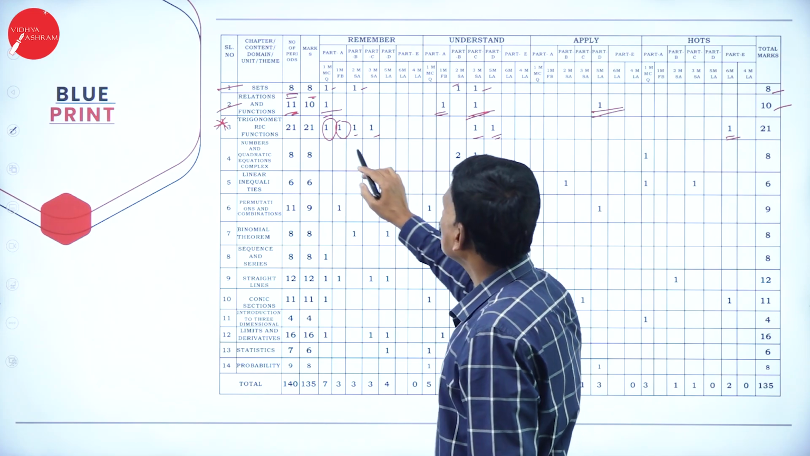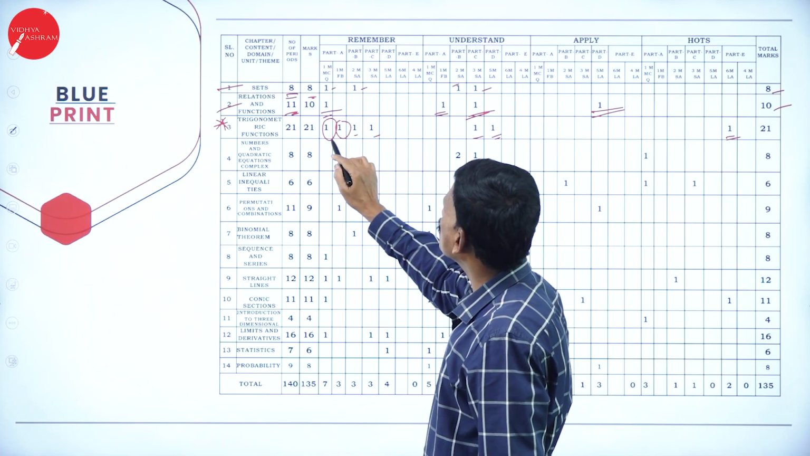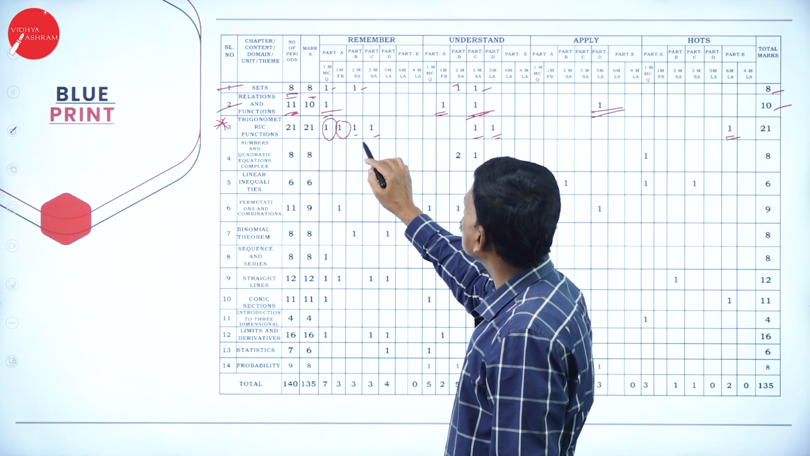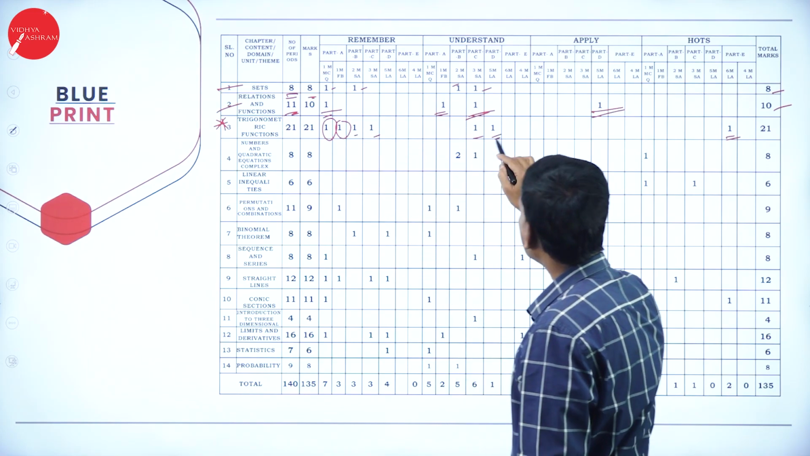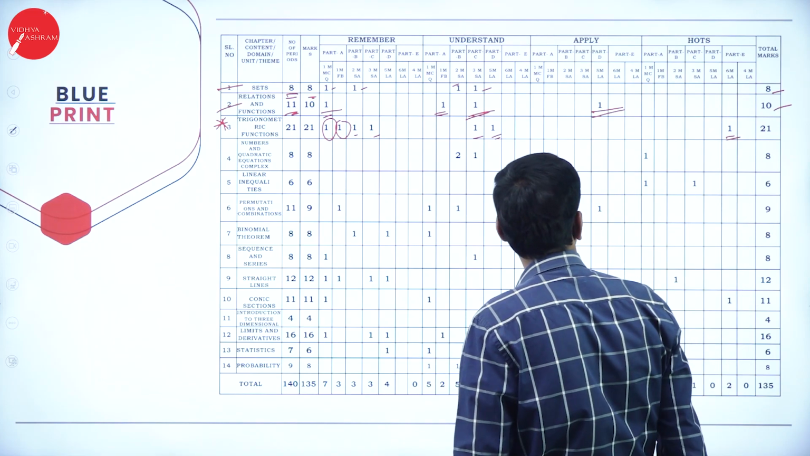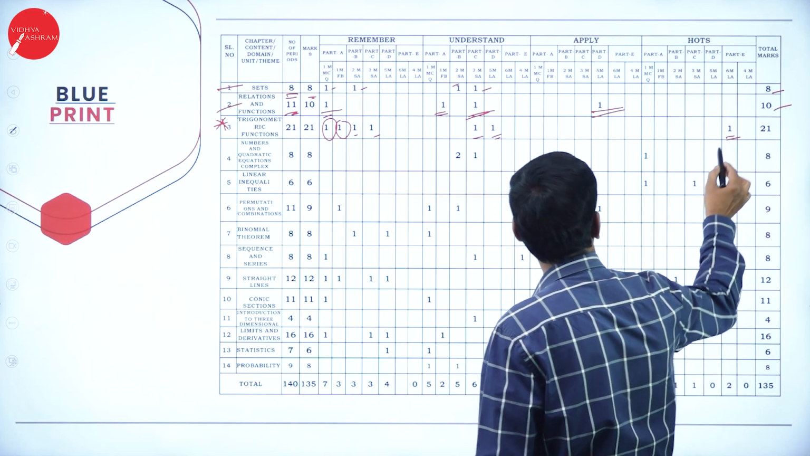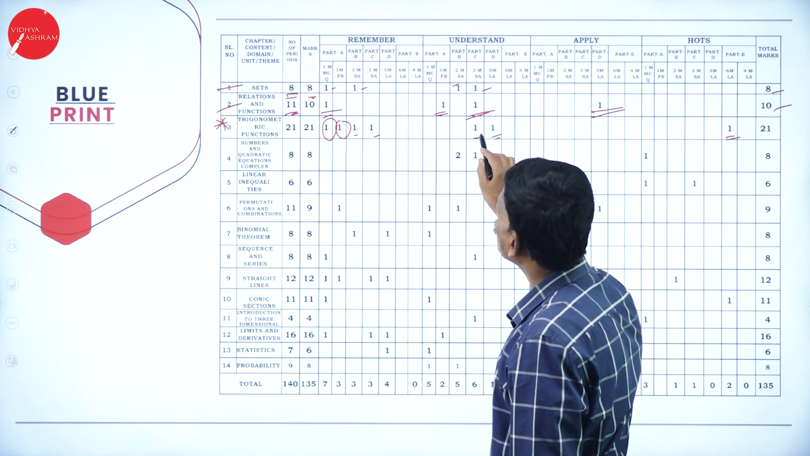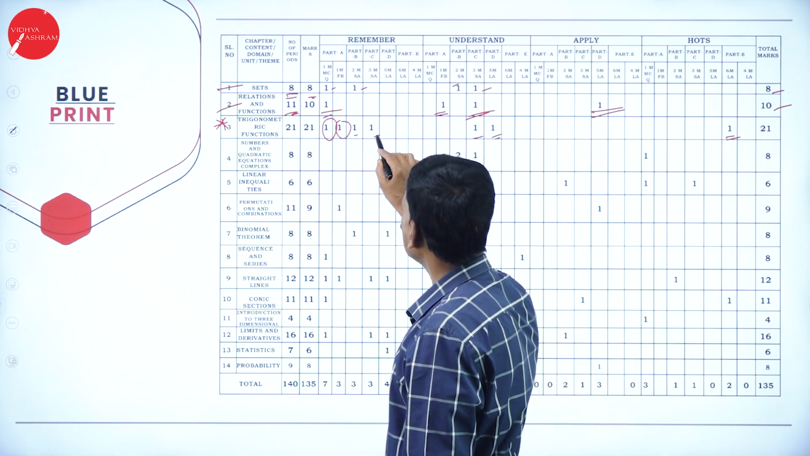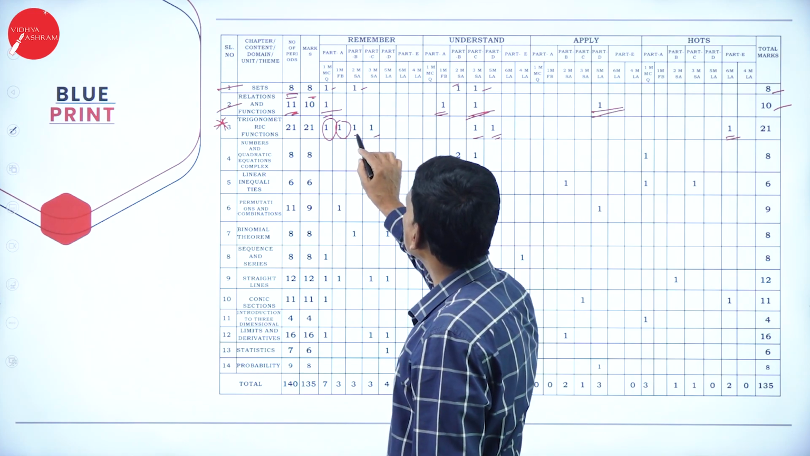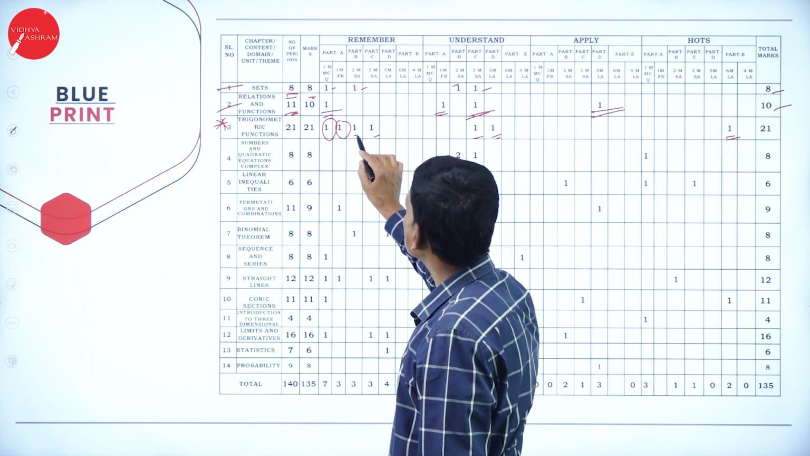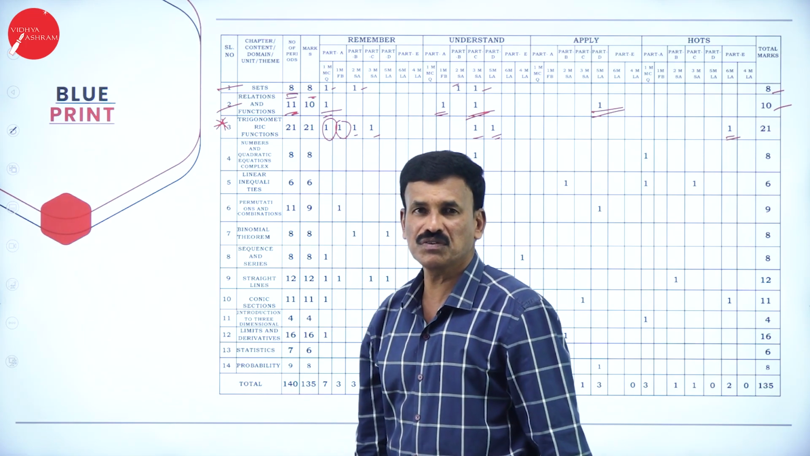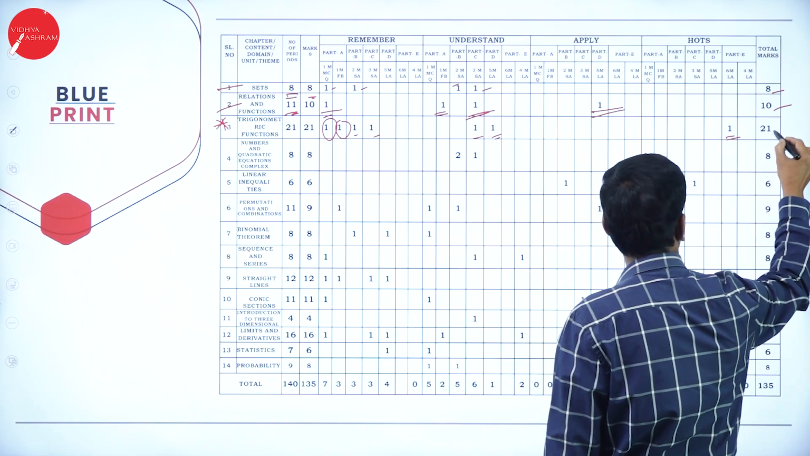So how many MCQs? 2 MCQs, that is one MCQ plus one fill in the blanks, one 2 marks question, and 3 marks 2 questions, and one 5 marks question, and one 6 marks question. So total how much will we get? 6 plus 5, 11. 11 plus 3 is 14. 14 plus 3 is 17. 17 plus 2 is 19, plus 1 is 20, plus 1 is 21. So totally 21 marks. This is a big chapter and a very important chapter.